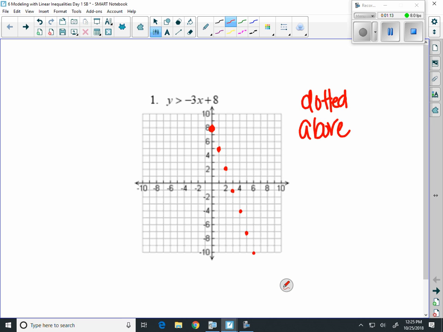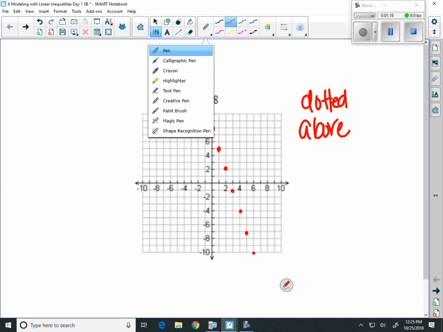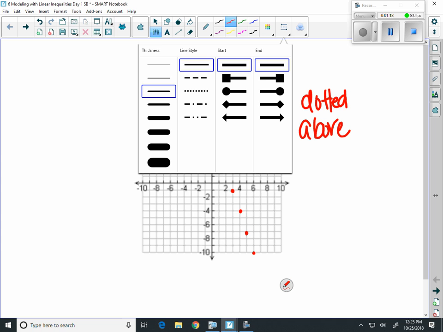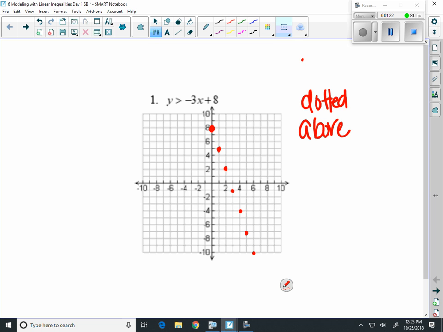Okay, so I have a dotted line. I'm going to see if I can use my fancy dotted line thing here. Whoa, that was cool. So great. Okay, I'm going to undo that because it's not straight. But I'm going to try again. Oh my gosh, I didn't even know I could do that. Cool.